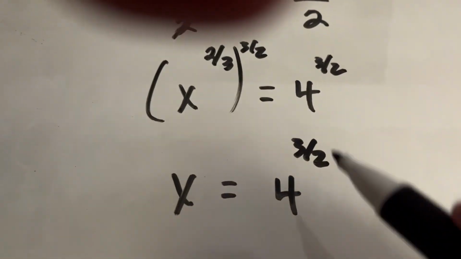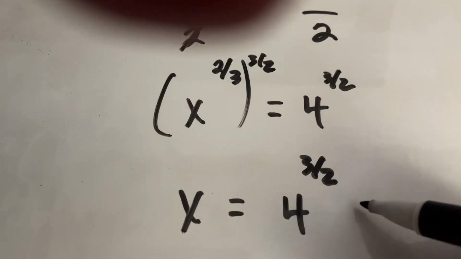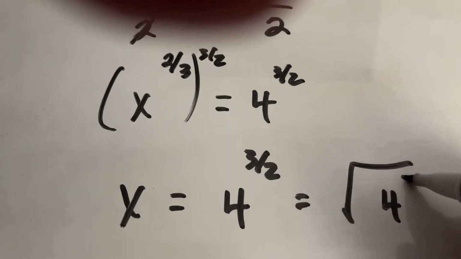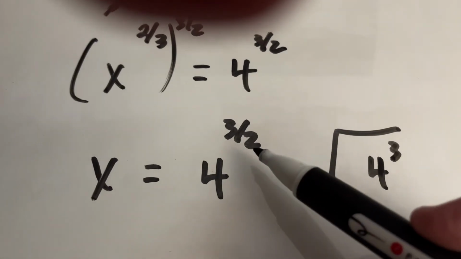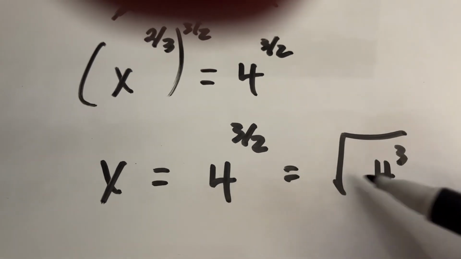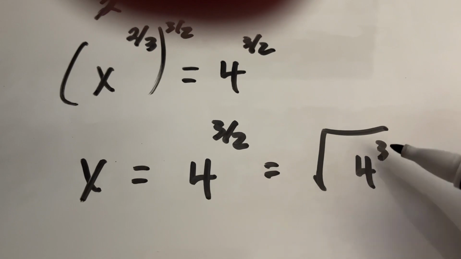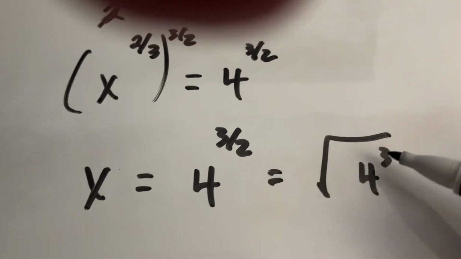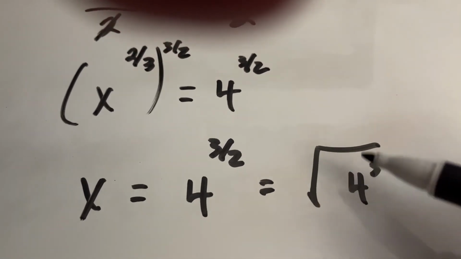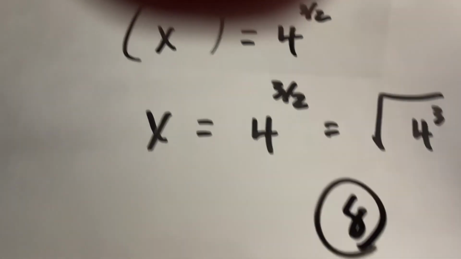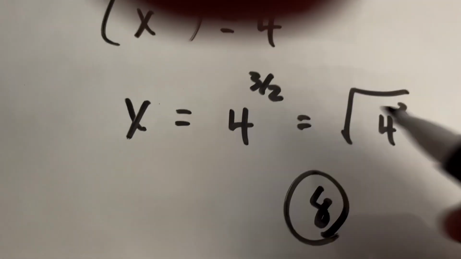Now, that literally means this. This 2 tells us it's a square root of 4, and the 3 that's in the numerator slot there means it's the square root of 4 cubed. Well, the square root of 4 is 2, and 2 cubed is 8. So this answer is 8. X is 8.